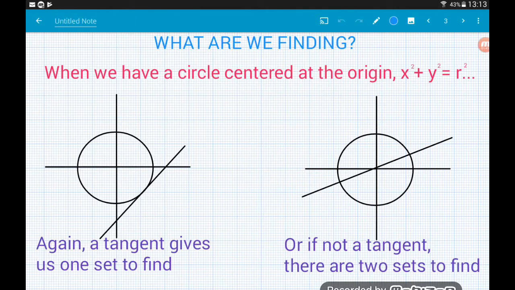So another common sort of question I like to ask you about at GCSE is a straight line meeting a circle centred at the origin. So again, really, we've still got the same two situations, except the quadratic equation will be a little bit different. X squared plus y squared will equal the radius squared. Standard equation of a circle centred at the origin. Now we've got our two situations. We've either got the tangent again meeting the circle, and there will only be one set of coordinates, one x and one y value, or the line won't be a tangent and there will be two sets of coordinates, so two values of y and two values of x.